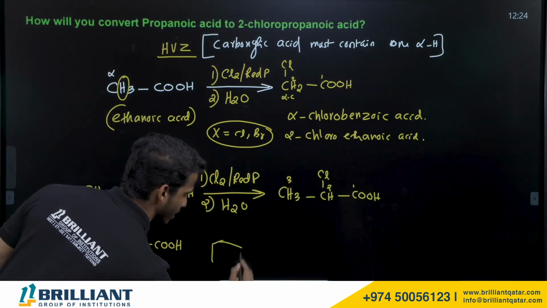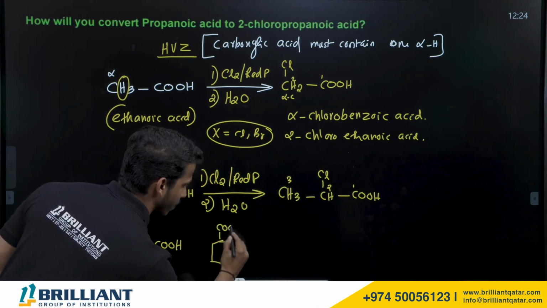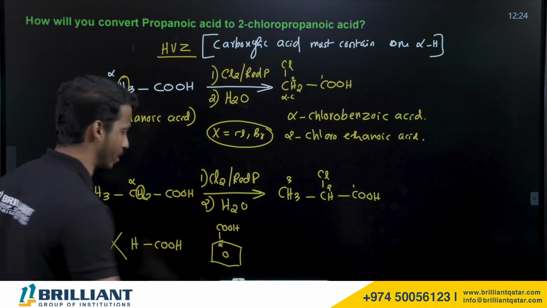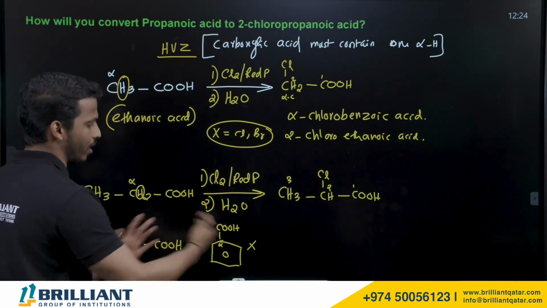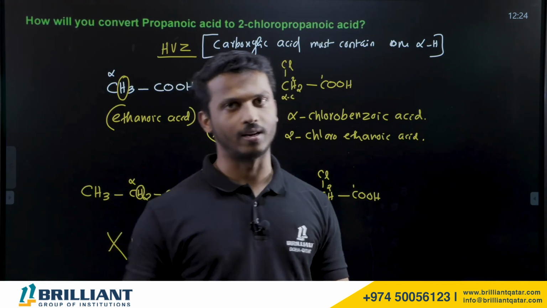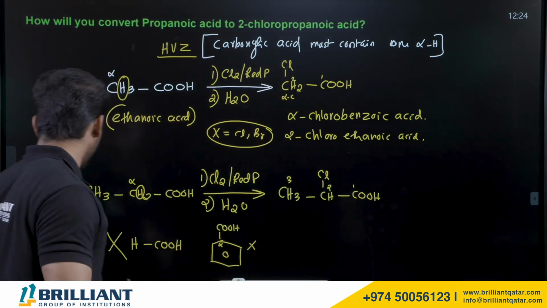Another one, benzoic acid. See, benzene with an acid group. This is the alpha carbon, and that alpha carbon has no alpha hydrogen. So methanoic acid, benzoic acid, those kinds of carboxylic acids cannot give the HVZ reaction. Clear, all of you?